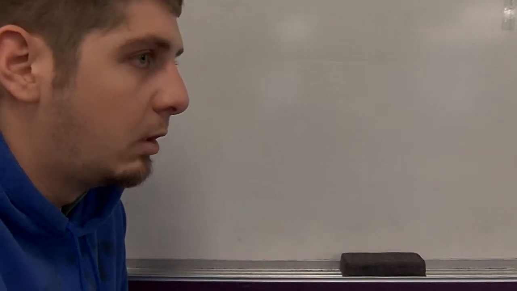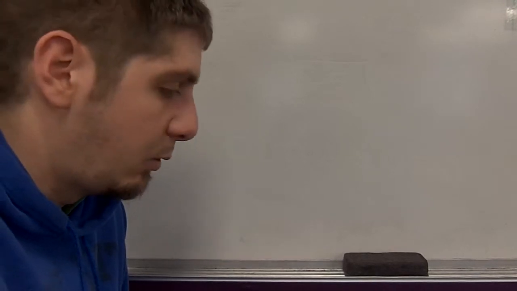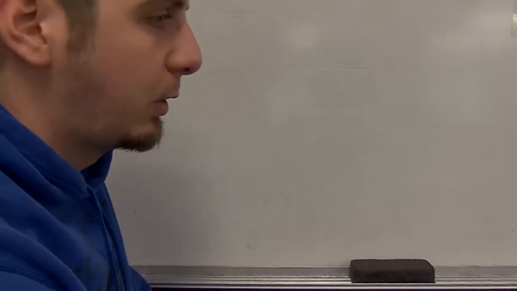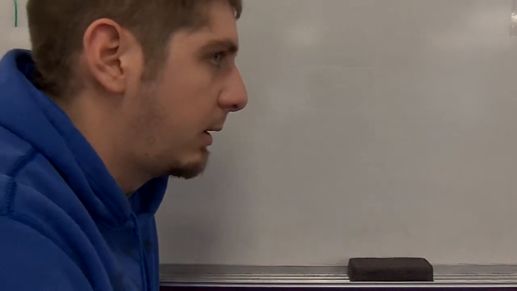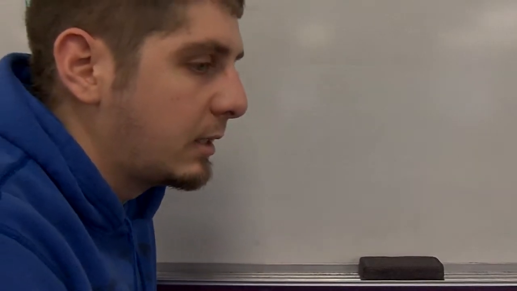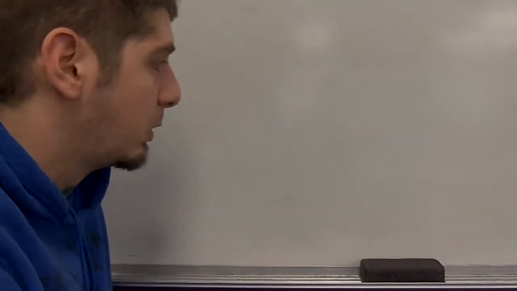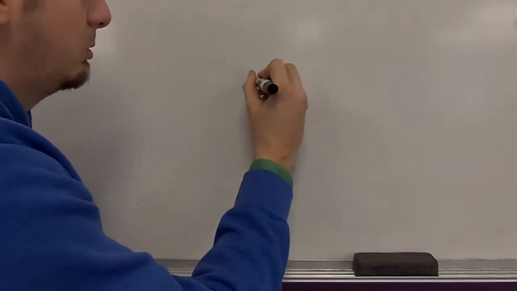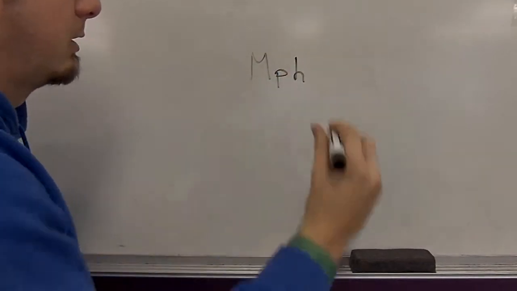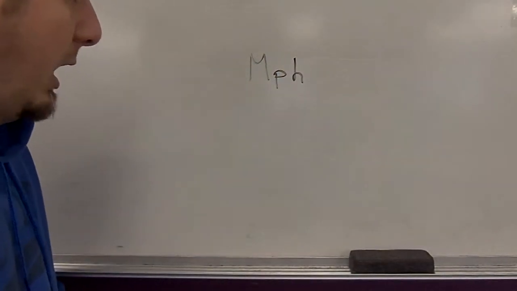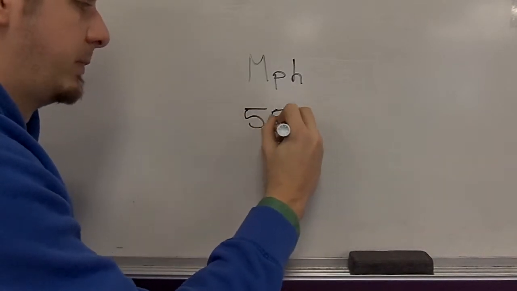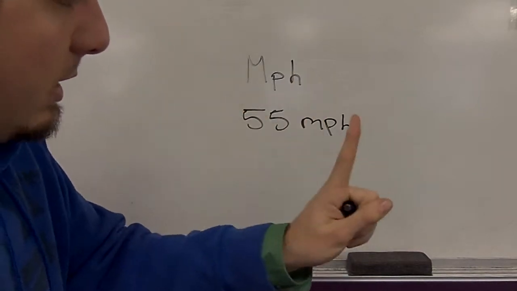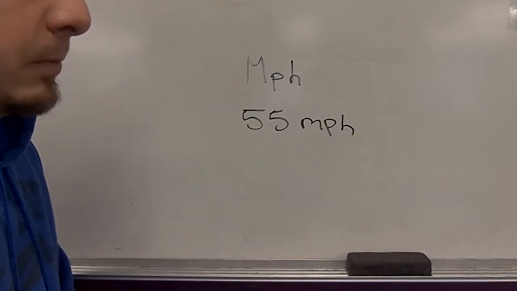Unit rates are rates that imply, for example, per hour, per minute, per cup, per cookie. We're talking about how much of something per one of something else. One of the most common unit rates is miles per hour. If I'm going 55 miles per hour, then every 1 hour I am going 55 miles.